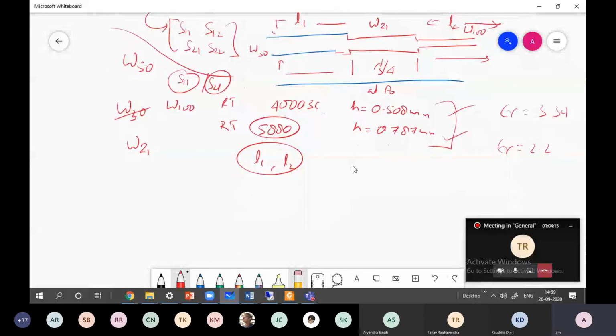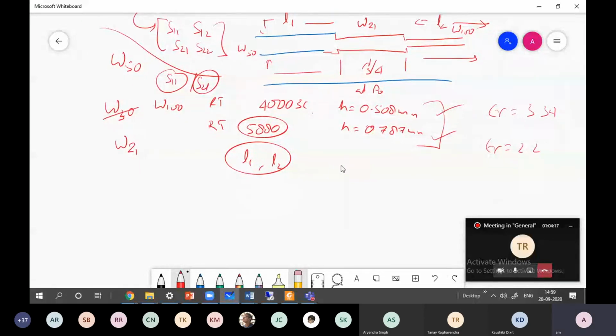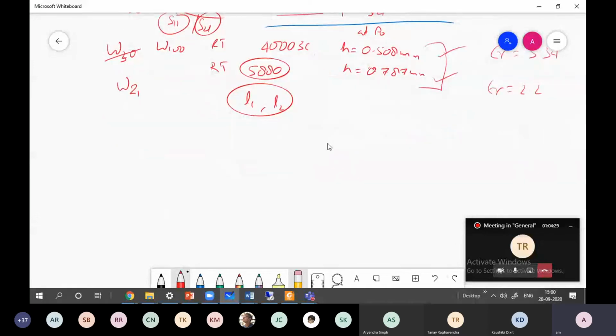So this is the quarter wave transformer we have discussed. Now another is single step matching. Apart from that, there is single step matching, which I discussed in the last class.